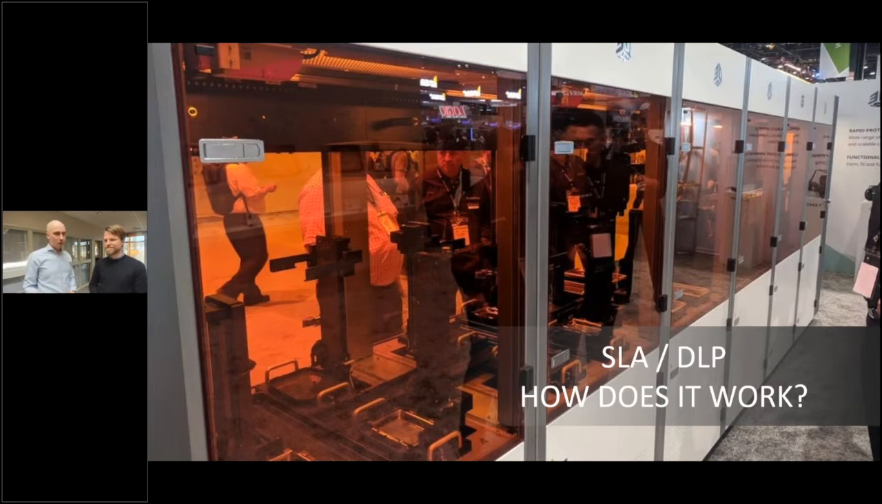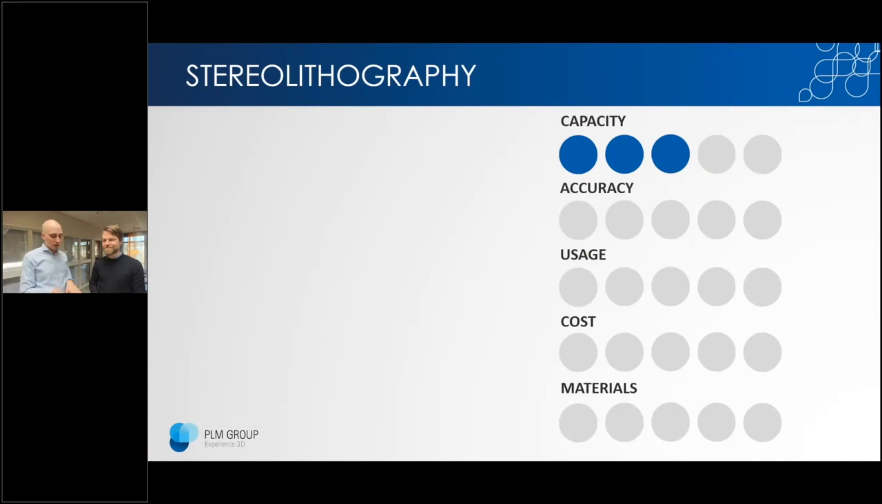Yeah. So SLA or stereolithography capacity is around the middle. You can get pretty many parts out of this, but it's not as high as, again, HP, which is the highest, but it's still a good capacity machine. Accuracy is the highest on the market. It's hard to distinguish a printed SLA part from an injection molded part, I would say. Right. Super high accuracy, surface finish, everything's great.